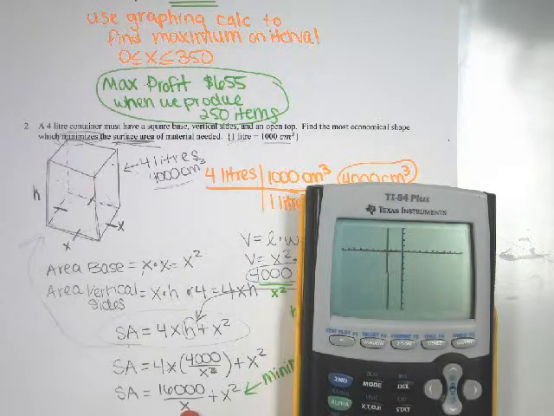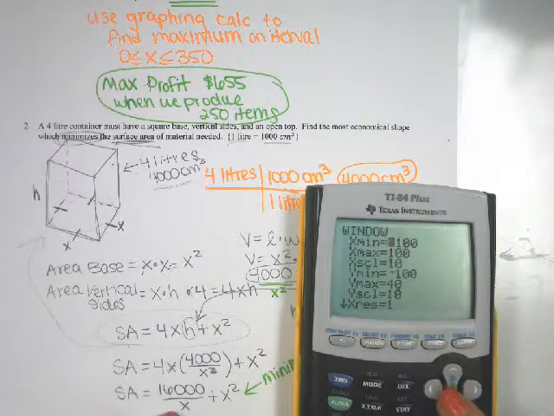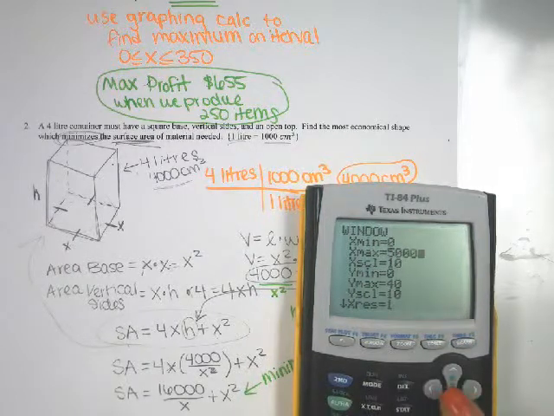Something we do know is that x has to be positive. We can't have a negative side length. Our surface area also has to be positive, so when we go to our window, we don't need negative x's and we don't need negative y's. My y maximum, let's change it to something a lot bigger.